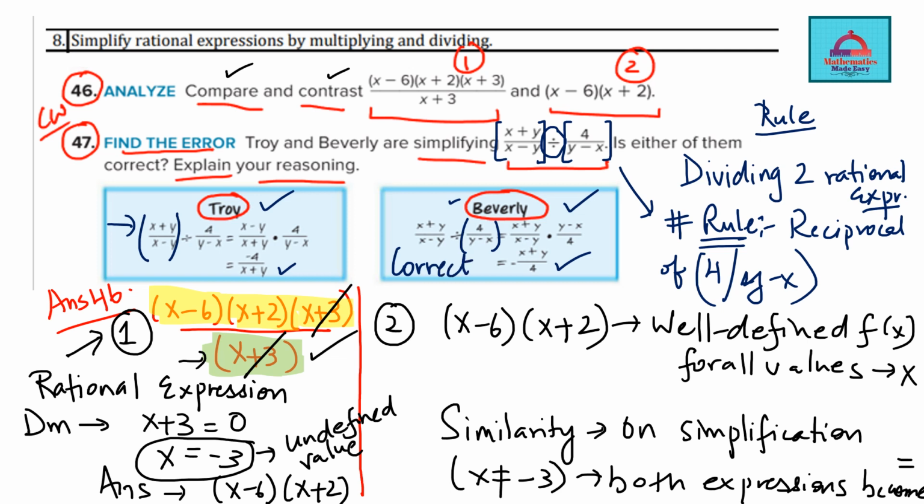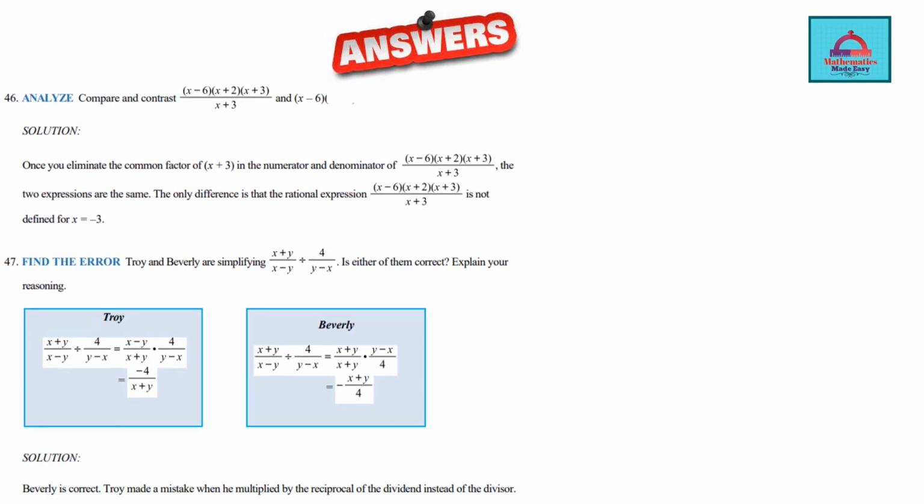However, Troy has made a mistake. So I hope you will not repeat this mistake in your exam, and when you are dividing two rational expressions, as per the rule, you will take the reciprocal of only the second term. Very important. So this is the formal answer key. You can check your answer. It's just a different way of writing. I have explained this nicely, so I hope you will understand the solution written here.